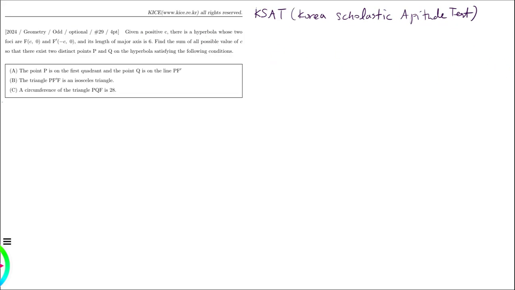This time I want to review the geometry math problem from the admission class for 2024. The geometry subject is optional. This problem is number 29 for all the types. This is about a hyperbola.